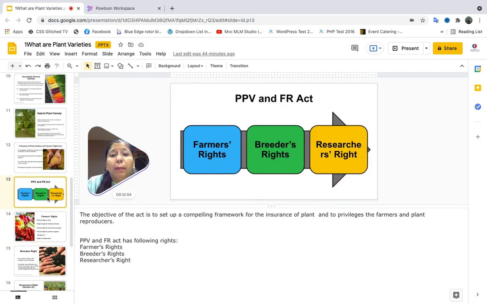So, the PPV and FR Act is categorized further into three types of rights: farmers' rights, breeders' rights, and researchers' rights. The objective of this act was to set up an effective framework for the protection of plants and to privilege farmers and their breeders. We'll be learning more about this in the next few lessons.